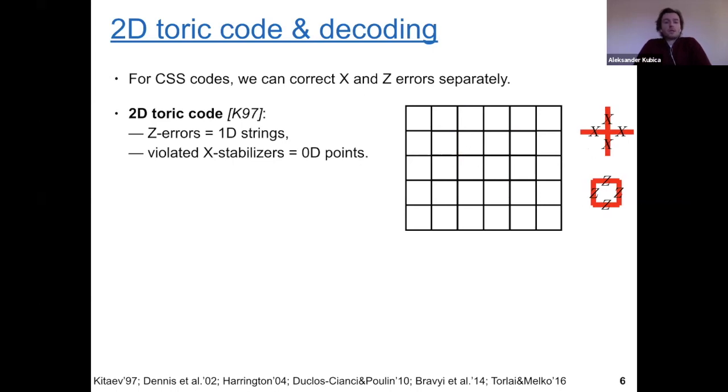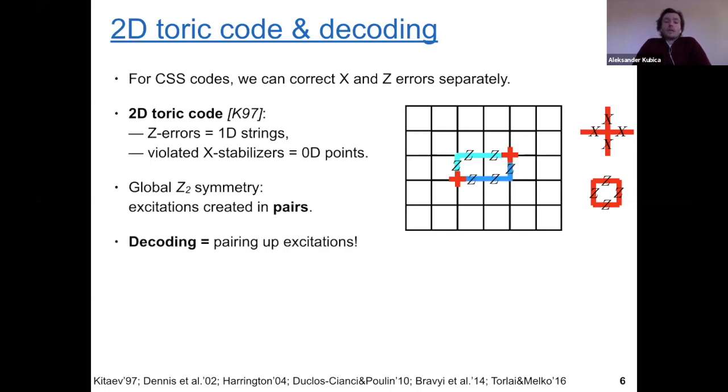Okay, so now we have some Z errors in the system. We can think of them as one-dimensional string-like objects. And the violated X-type stabilizers will correspond to endpoints of those strings as depicted in the figure. I will refer to violated X-type stabilizers as point-like excitations. There's a global Z2 symmetry in the system, namely, excitations in the toric code can be created in pairs because there will be an even number of endpoints of Z-type string errors.